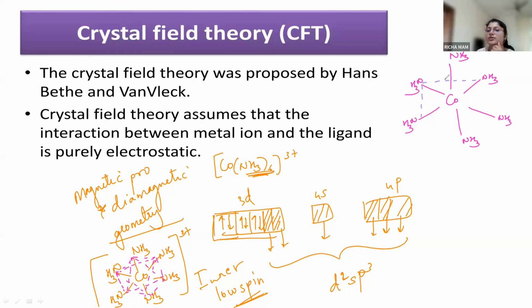So this is a square planar. At the four corners you have four ligands. Four ligands at the four corners of the square planar, and two are above and below the square planar. Now see here.